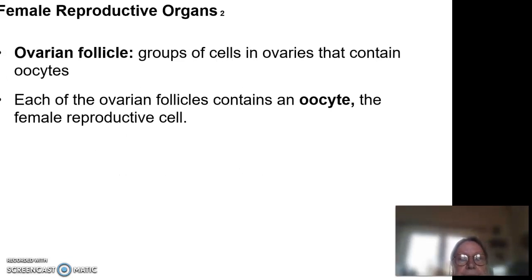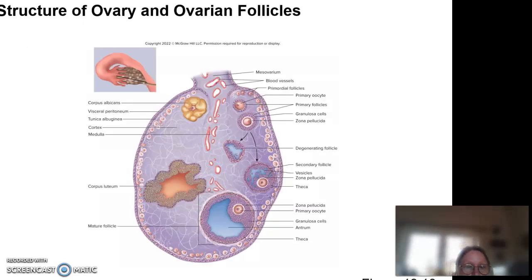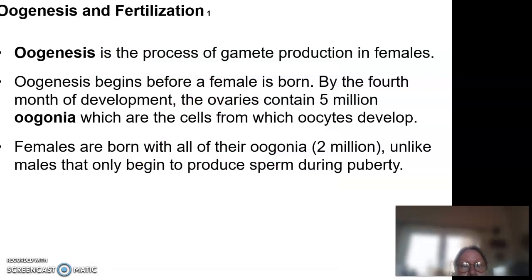The organs are the ovarian follicles. These are a group of cells in the ovaries that contain the eggs. Each ovarian follicle contains an oocyte, which is an egg. And you have a picture of it. And oogenesis is the process of gamete production in females. So it's production of the egg.